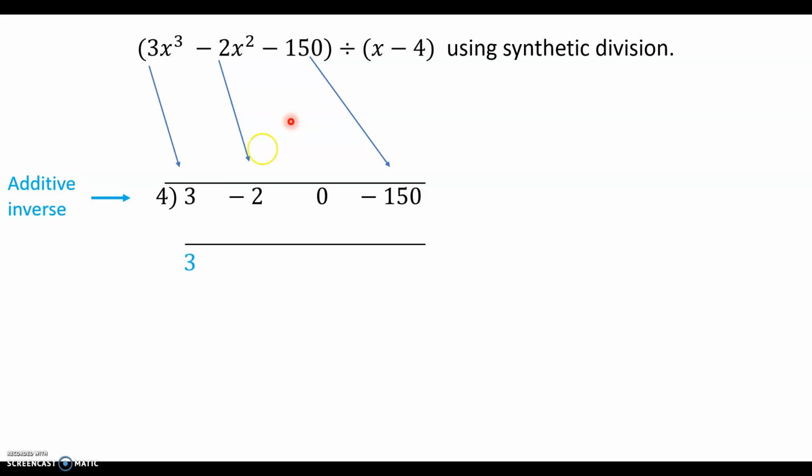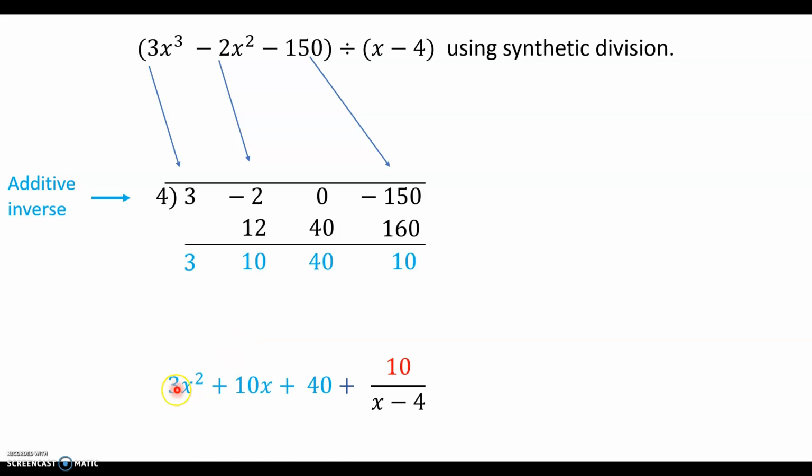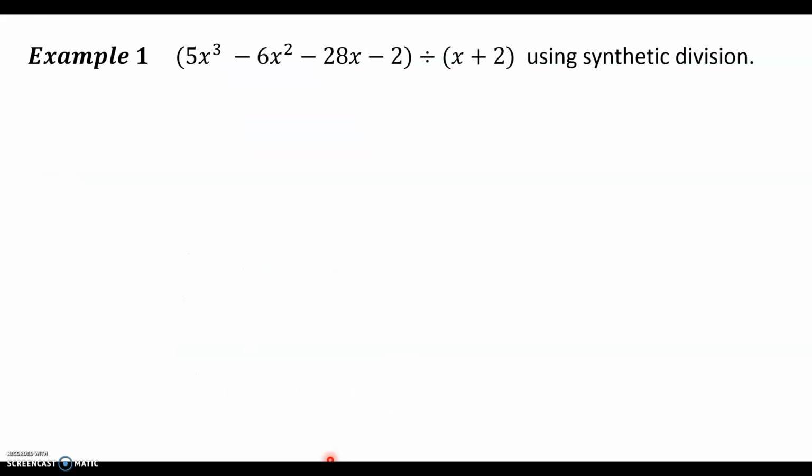First thing I'm going to do is bring down the 3. Now I'm going to multiply 4 by 3 to get 12. Add them up and you get 10. Now you're going to multiply by 4 to get 40, add them up, you get 40, multiply them, 160. And you get that your remainder is 10. So right here, you can see that it's going to give us the same thing as we had before. Awesome. So let's go through one more example of using synthetic division.